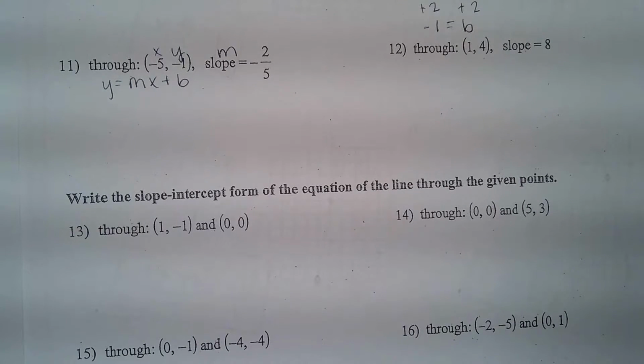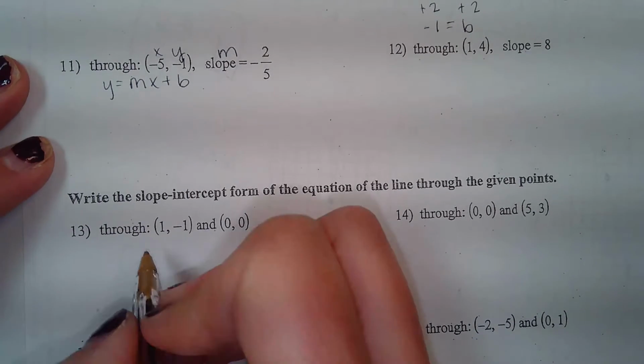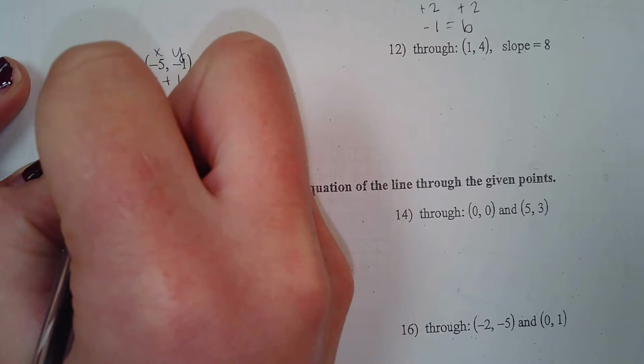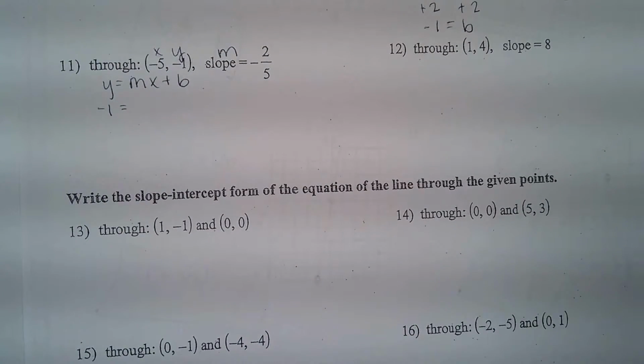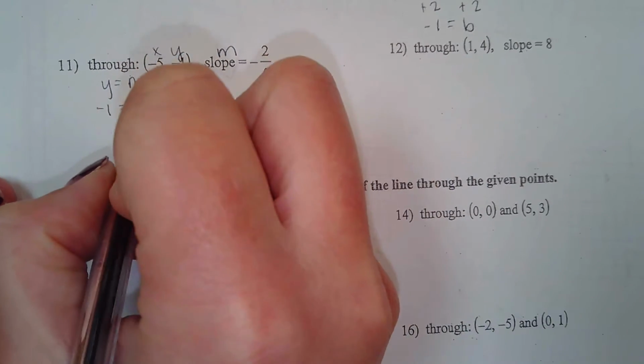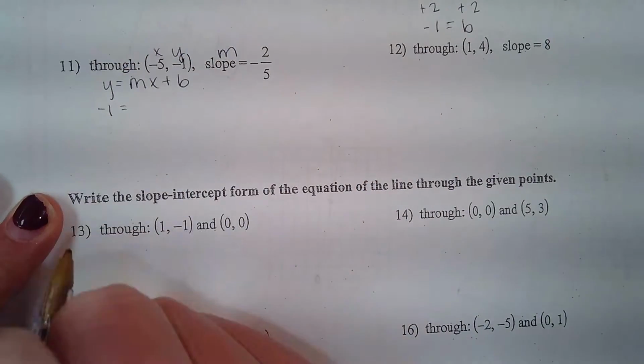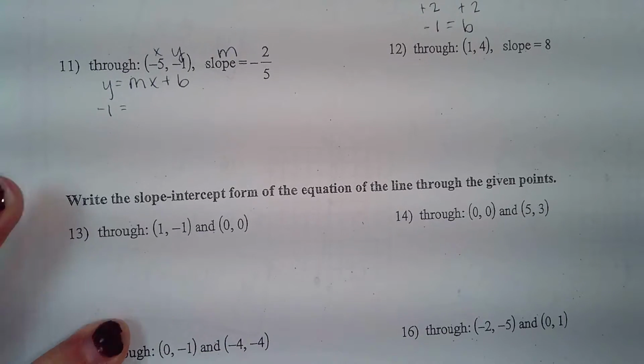Evan, what do we put in place of y? -1. Sierra, what do we put in place of m? Negative... I can't even see it. It's on your paper too.